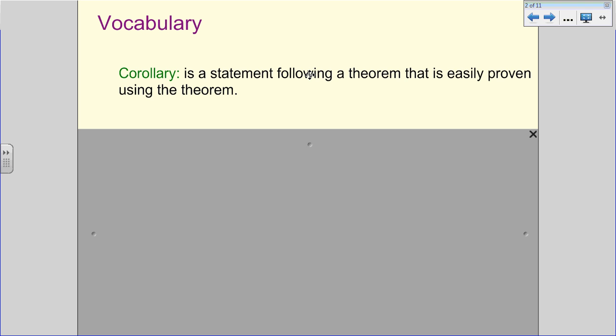We won't necessarily be using the word corollary in what we do, but you need to recognize it. You're going to see a statement like corollary 4.3. It's just a true statement that you can make following a theorem, one that is proven quickly by that theorem. So it's one of those things like, if I know this, then I can automatically deduce the following statement. That's what we call a corollary.